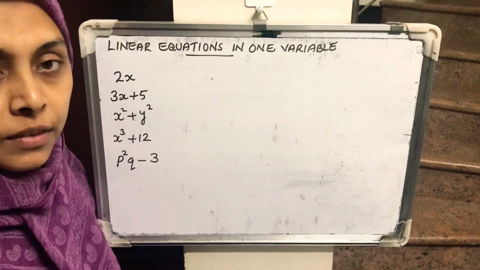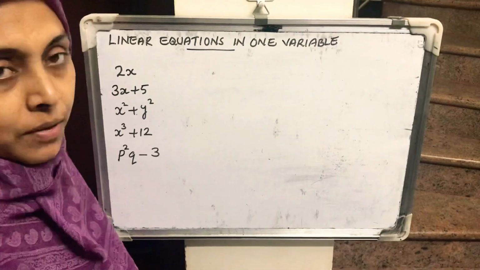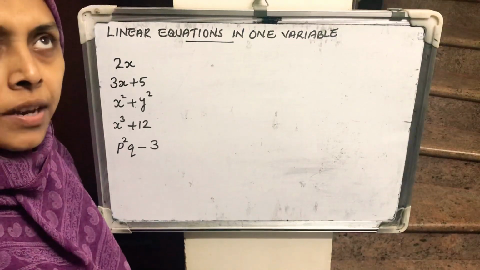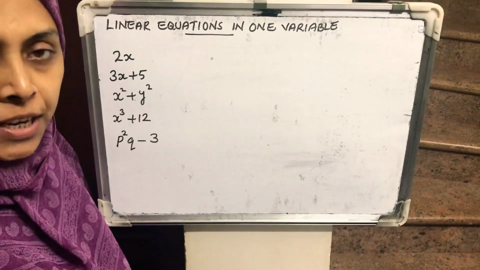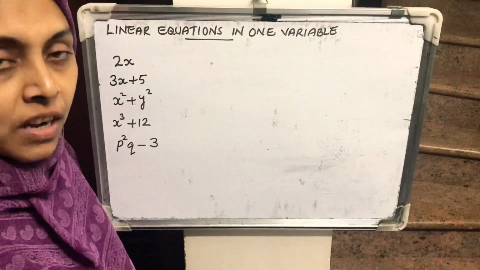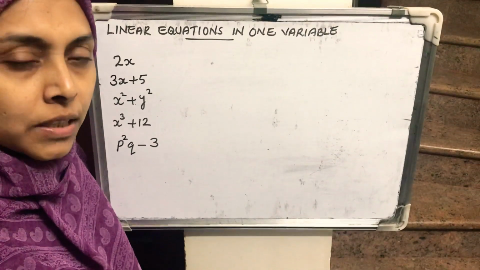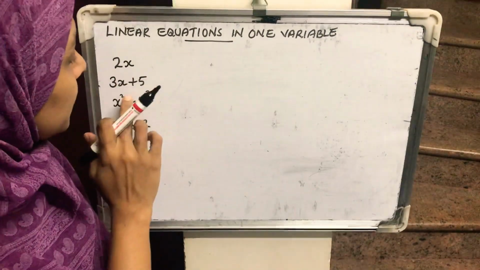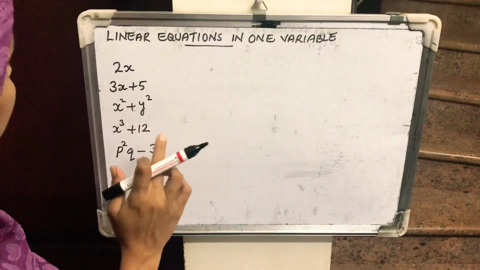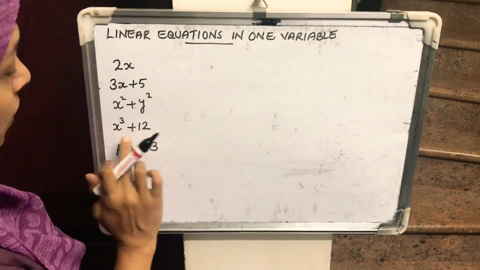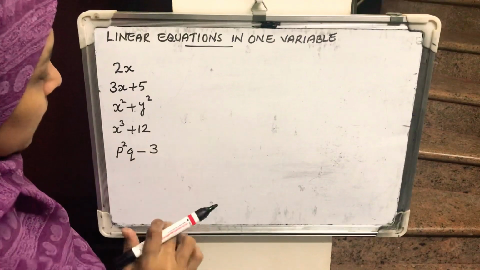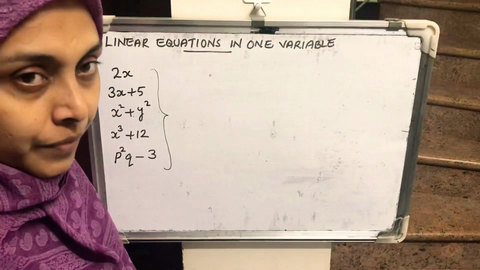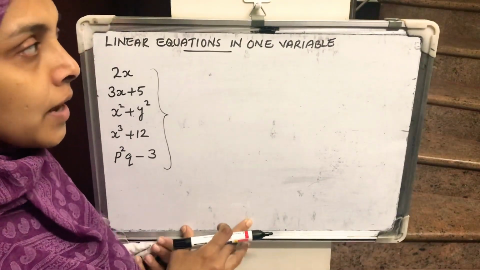Then the next chapter, linear equations in one variable. That is the second chapter, linear equations. Equations and algebraic expressions, that much we studied in 7th standard. What is an algebraic expression? Do you remember? I write some examples here: 2x, 3x plus 5, x square plus y square, x cube plus 12, p square q minus 3. These are examples of what? Algebraic expressions.